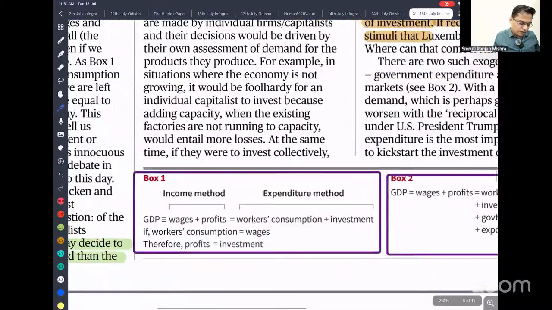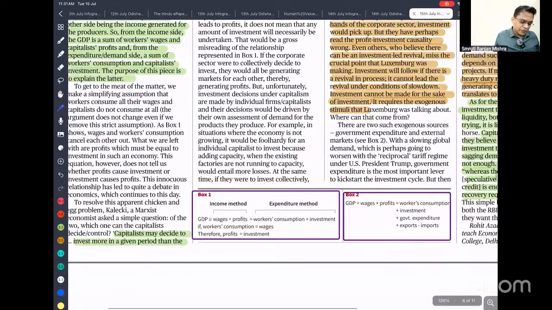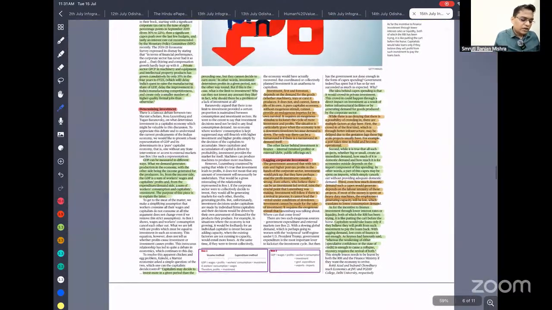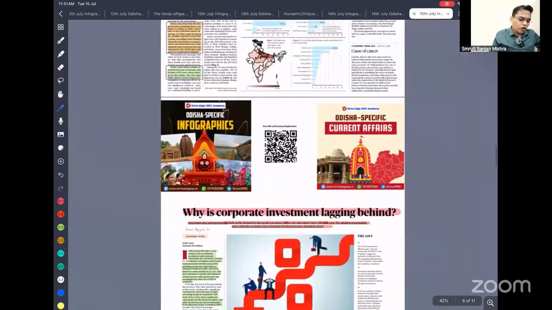So here two formulas are given. GDP can be calculated through the income method if you add all the income of the people, so GDP equals wage plus profit. And the expenditure method: if you add all the expenditure, that is consumption and investment, then you'll find the GDP. Same thing, GDP can be found from wage, profit, consumption, investment. Okay, just read this article. It is talking about GDP related stuff. It is very important because some way or other you need to study it in your economics also.